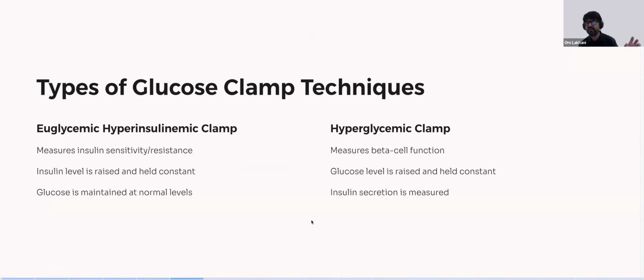Just like your HOMA-IR for insulin resistance and HOMA-beta for beta cell function, same way you have the euglycemic clamp for insulin resistance and the hyperglycemic clamp for beta cell function, right? So keep this as a fundamental concept in mind.